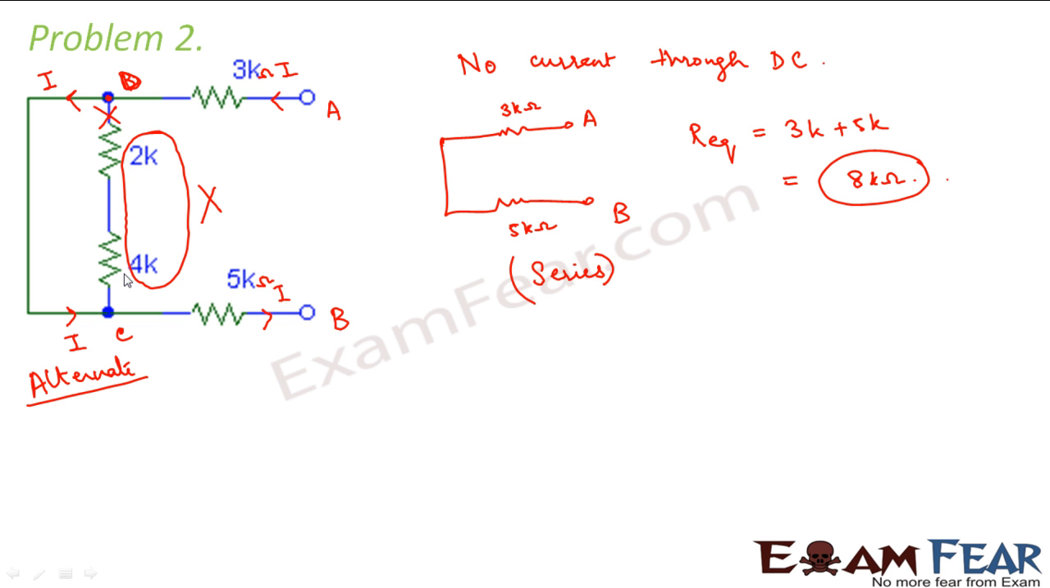These two resistances are in series. So the equivalent resistance of these two resistances will be 6 kilo ohms. Now this 6 kilo ohm is in parallel with this wire, right? So this is the wire and this is your 6 kilo ohms. What is the resistance of the wire? The resistance of the wire is 0 ohms. So what would be the equivalent resistance of this 6 kilo ohm and 0 ohm? It will be 0 ohm. So the equivalent resistance of this part is anyway coming out to be 0 ohms.